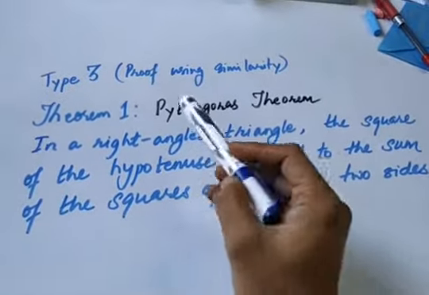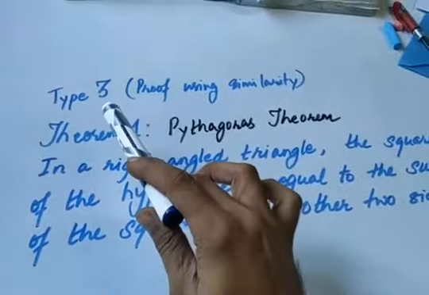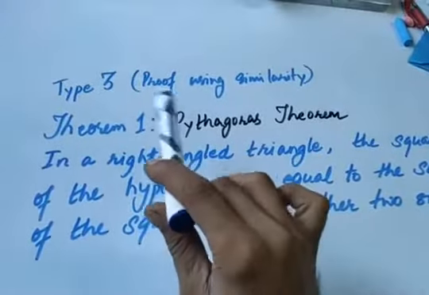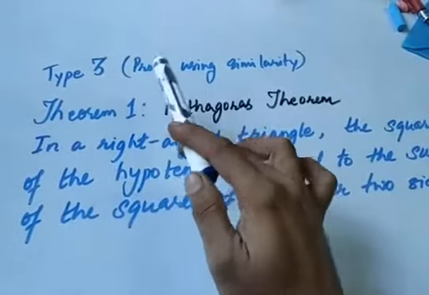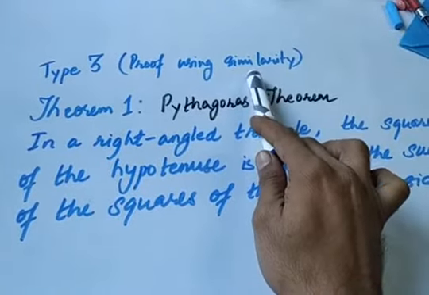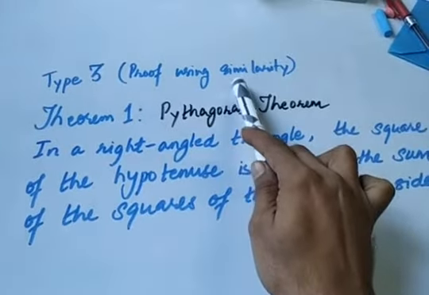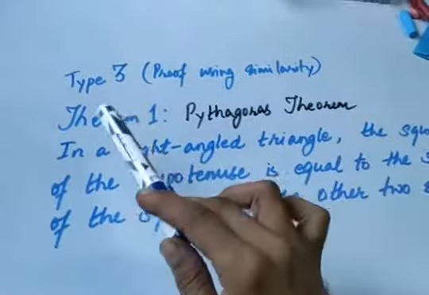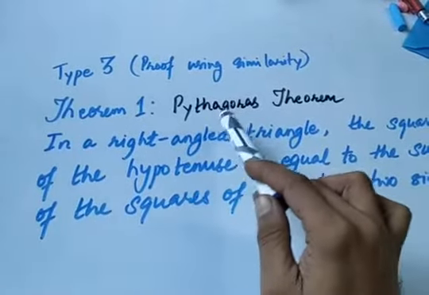Good morning, class. Today we are going to start with type 3. Okay, we finished type 2 theorems. Type 3, we have two theorems in which we are going to prove those theorems using similarity. Okay, so I hope everyone still remembers the concept behind similarity. So today we are going to prove Pythagoras theorem.